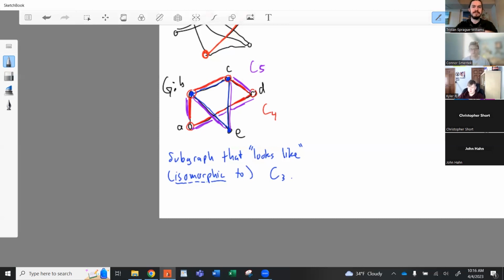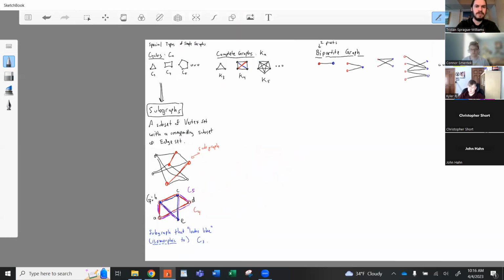So that's the concept of a subgraph. We're going to be talking about subgraphs, and the concept of a subgraph is used in various theorems and strategies and proofs that we'll be introducing soon.